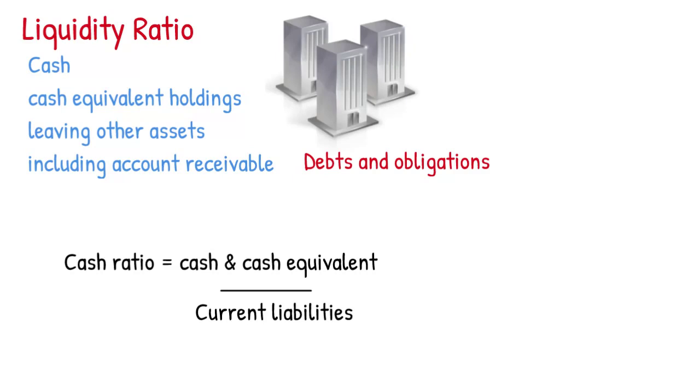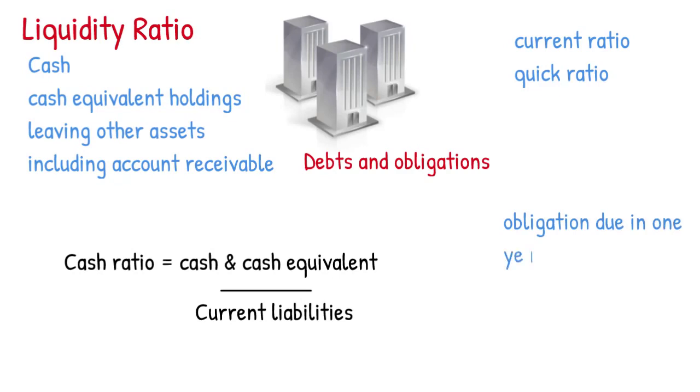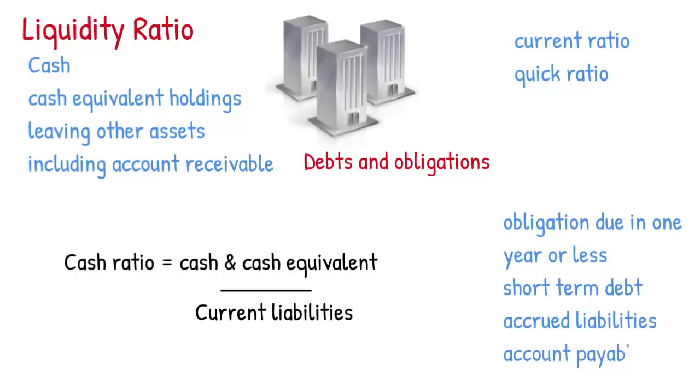As with other liquidity measurements, such as the current ratio and the quick ratio, the formula for the cash ratio uses current liabilities for the denominator. Current liabilities include any obligation due in 1 year or less, such as short-term debt, accrued liabilities, and accounts payable. The key difference lies with the numerator.